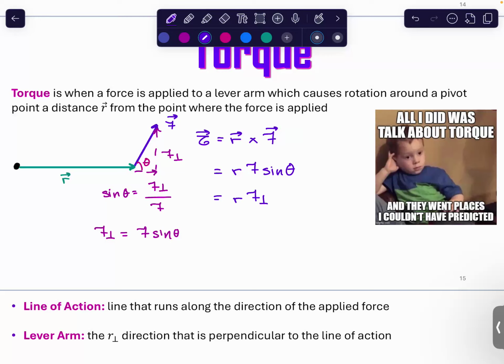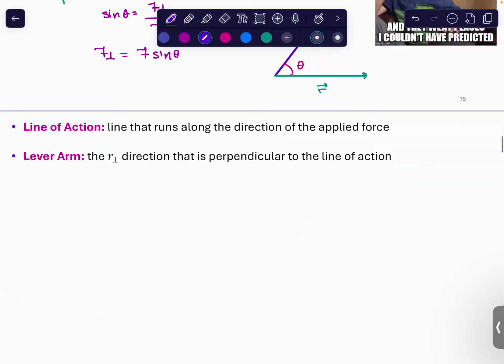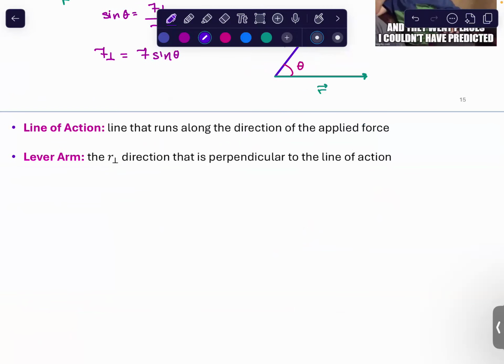Now, again, when we really think about this, we're looking at the applied force and the swing arm and the angle between the two. So we could redraw that saying, I could put force there, put my swing arm there. Then, of course, theta is going to be the angle between the two of them.